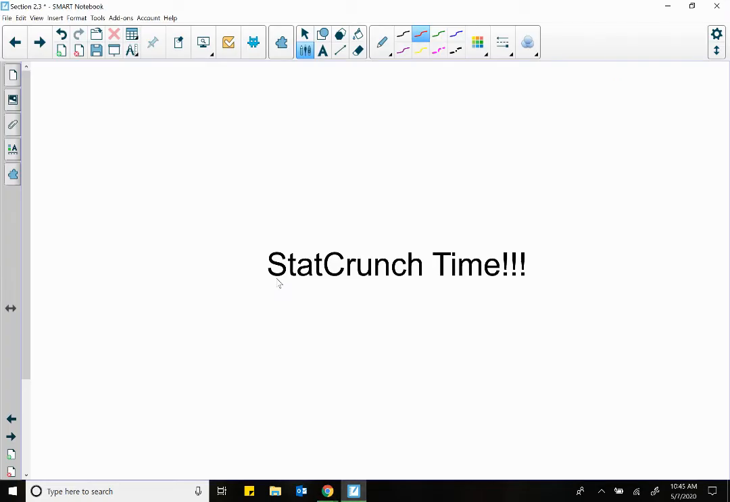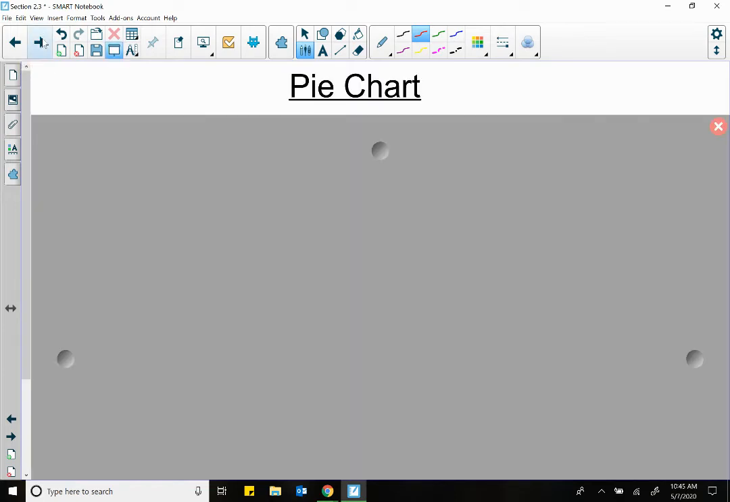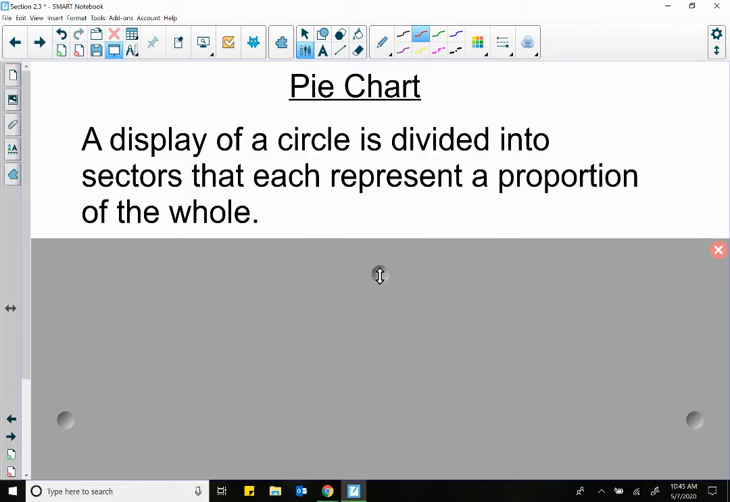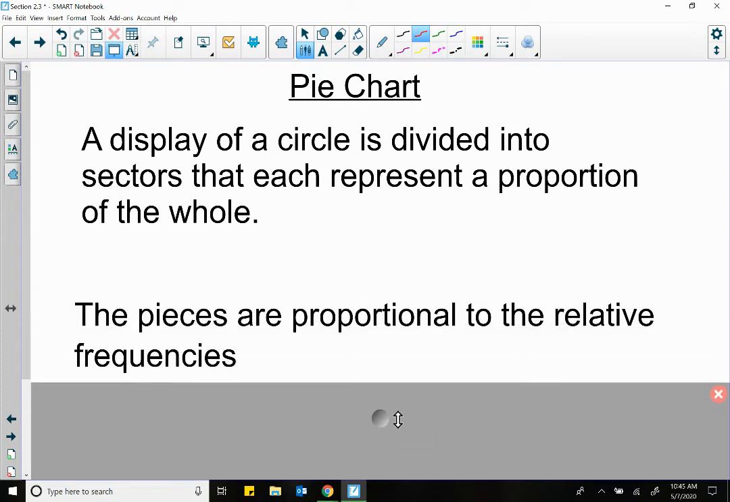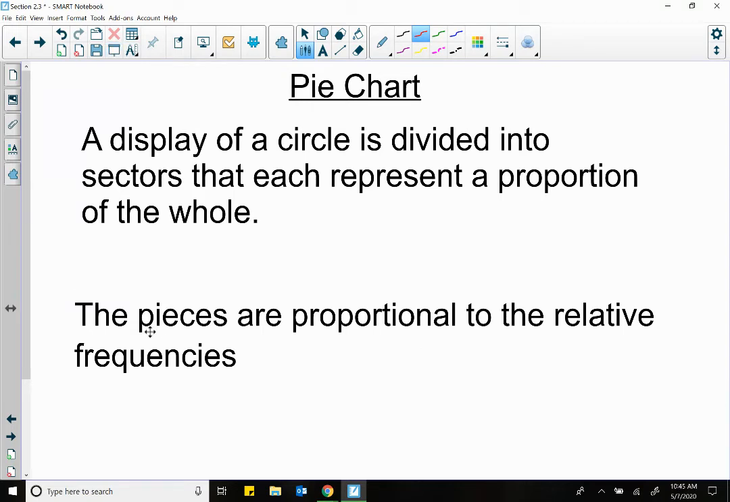Coming back to our notes, the other type of graph is a pie chart. You've all seen pie graphs. A pie graph is a display where a circle is divided into sectors, and each sector represents a portion of the whole. Those pieces, those portions, are proportional to the relative frequencies.